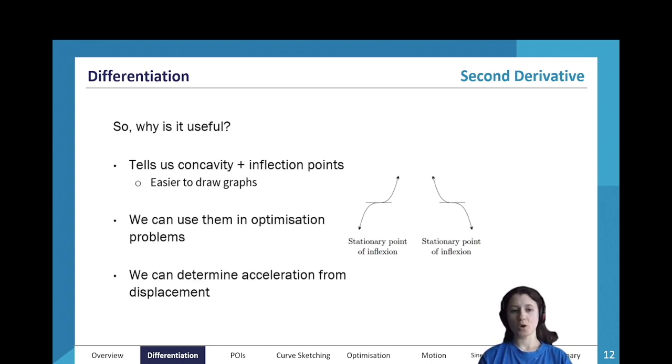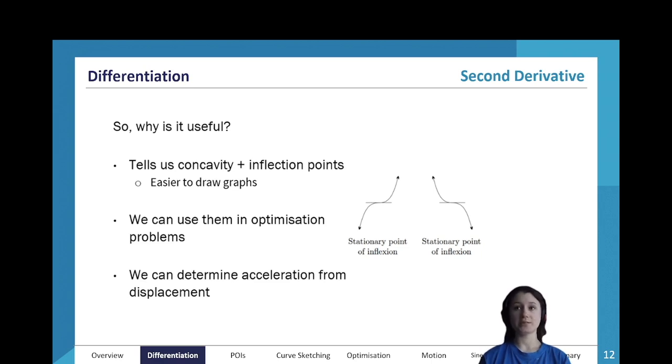So, why is the concavity and the second derivative useful? Firstly, it's easier to draw graphs because we know about the actual concavity of the curve, like what shape it is. I know a lot of people, when you're drawing graphs, maybe you struggle because even if you punch in the stationary points and like the intercepts, you don't actually know what the actual shape of the curve is. All right, so that helps with that.